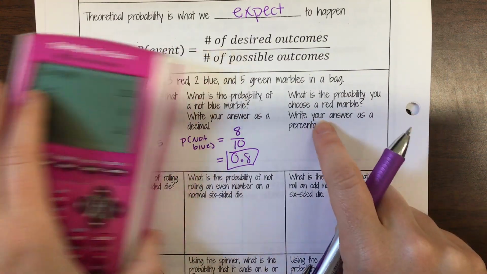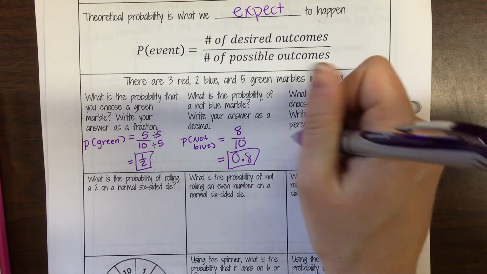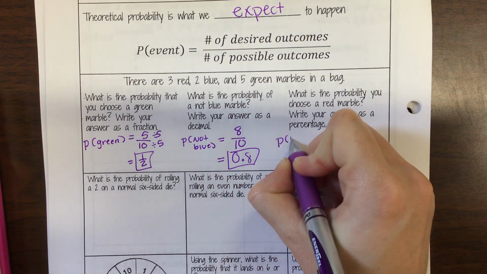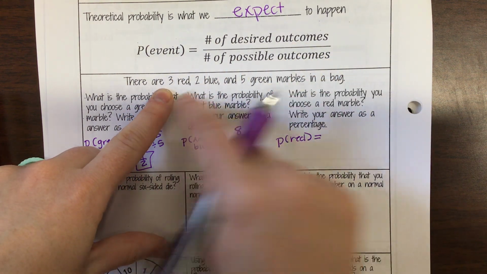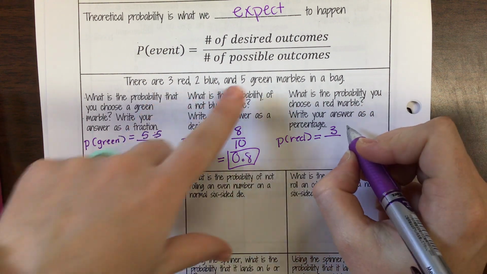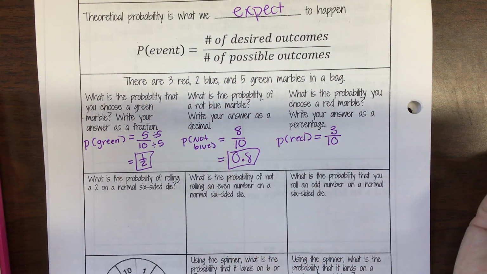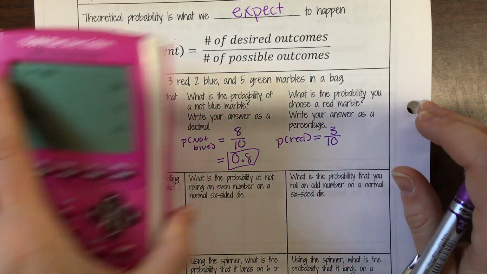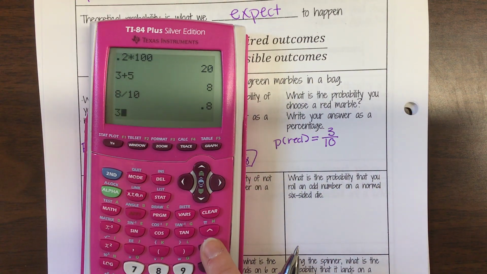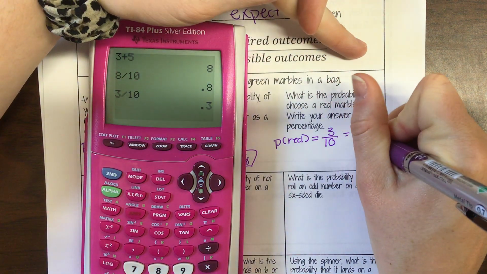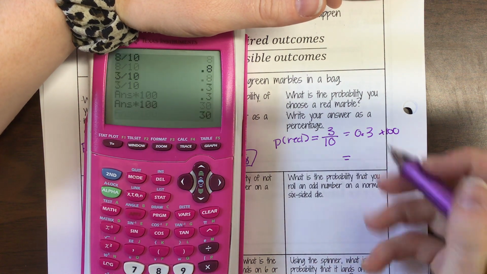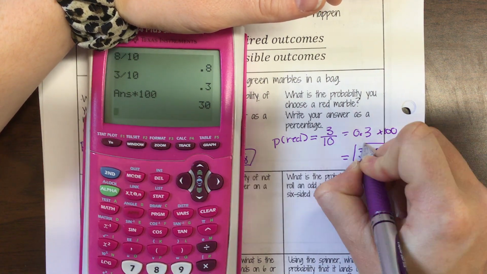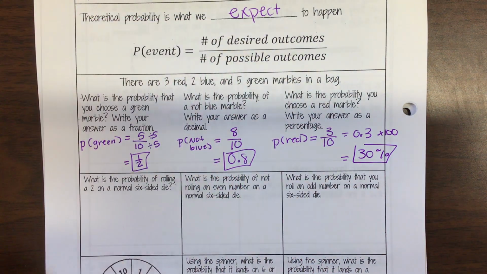Okay. What is the probability that you choose a red marble? So the probability of red equals the number of expected, so there's 3 red ones, over the number of possible, 10 total marbles. And we're going to write our answer as a percentage. So we're going to take 3 divided by 10 is 0.3 times 100 is 30%. So there's a 30% chance that you'll pick a red marble. Okay.